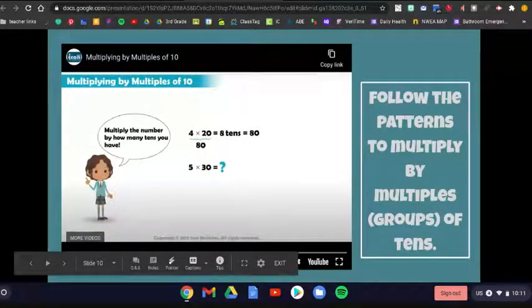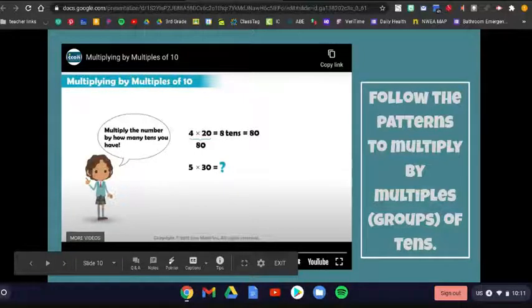I'm pausing the video. I want you to use the chat box, and I want to see if you can predict the answer. If I had 4 times 20, I could multiply by the multiples of 10 and do the whole numbers first. 4 times 2 is 8, and then add the 0 at the end for that multiple of 10. If my question is 5 times 30, what do you think the answer is going to be? Put that in the chat box.